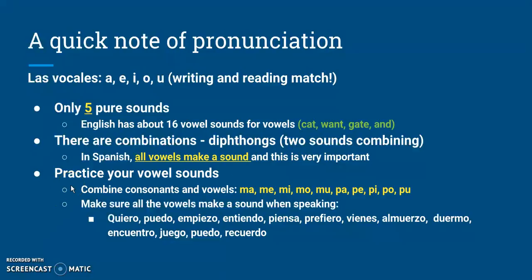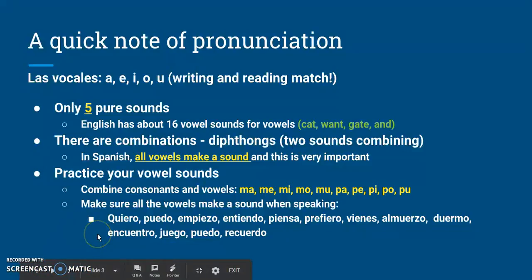So here's a way you can practice your vowel sounds. You can combine whatever consonants you want and the vowels. So you can do ma, me, mi, mo, mu, pa, pe, pi, po, pu. And you can maybe use the consonants in your name, or you can use consonants that you have trouble with, so you can practice both at the same time. Just make sure they make a sound.